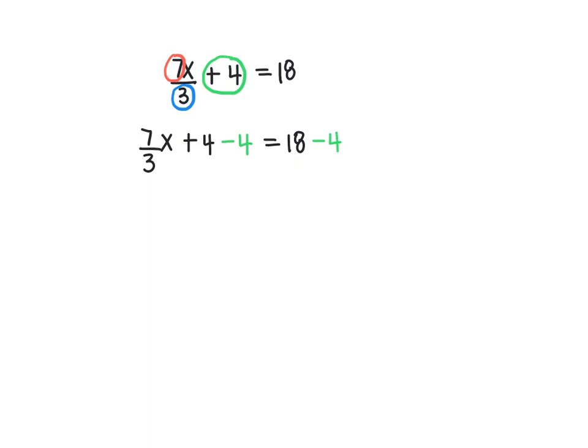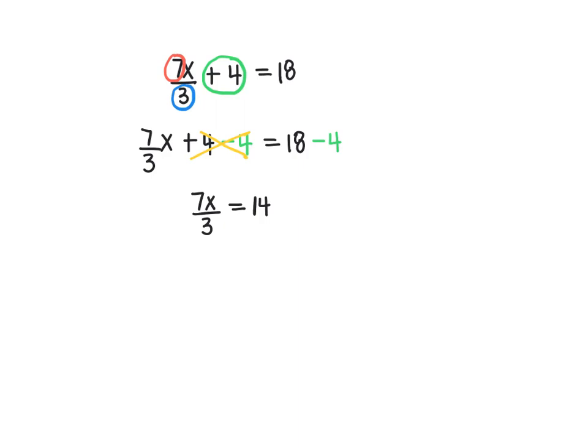So there we go. Now what we've done is we've created some 0 pairs here, because we know that plus 4 subtract 4 is just going to give us 0. So there's no need to write that anymore. So we'll just simplify our equation at this point to look like this. When we look at the right-hand side of the equation, we can do 18 take away 4 to get 14.